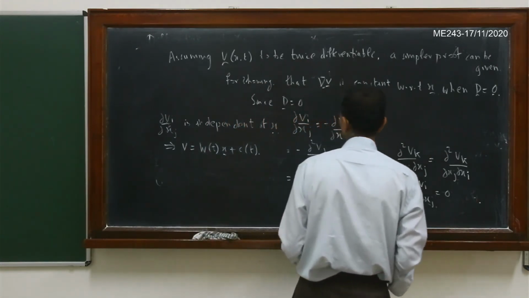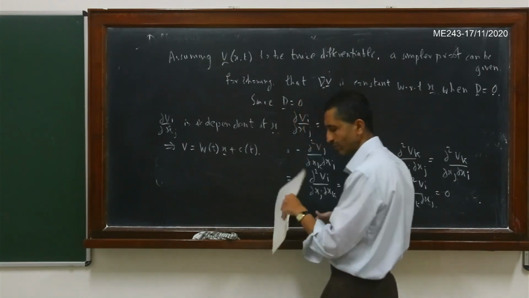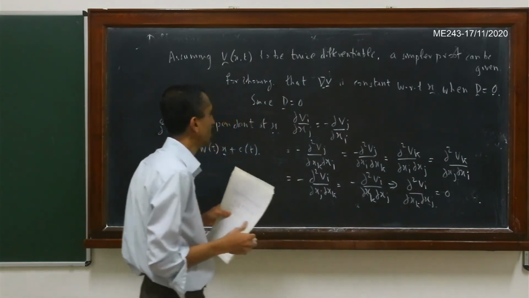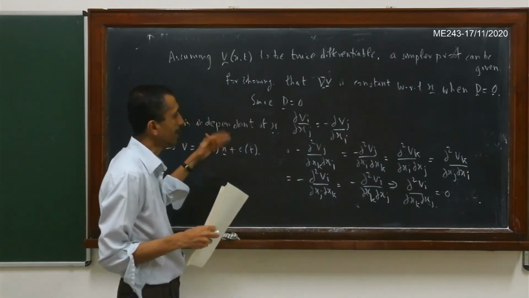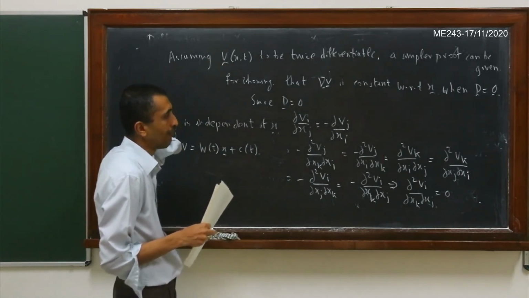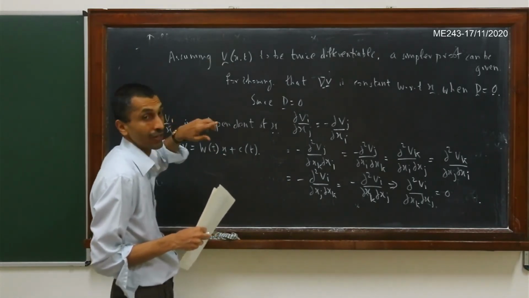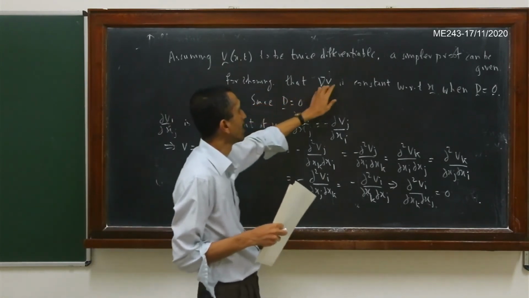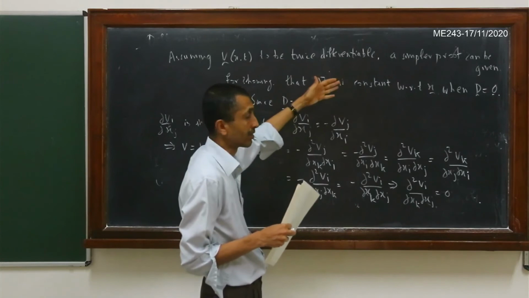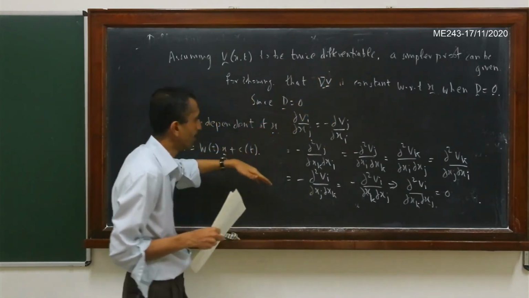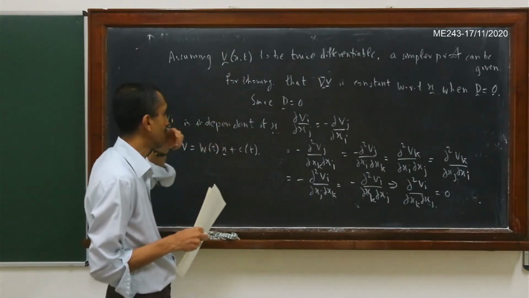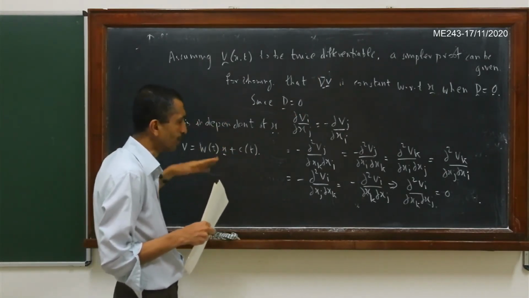So here, what is the difference between these two proofs? The difference between these two proofs is that in the first proof, I assume that v is only once differentiable. Because we only use the gradient of v, we did not use the gradient of the velocity gradient. Whereas in the second proof, we used the fact that v is twice differentiable. So that is the main difference between these two proofs.